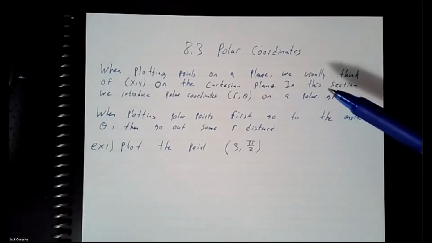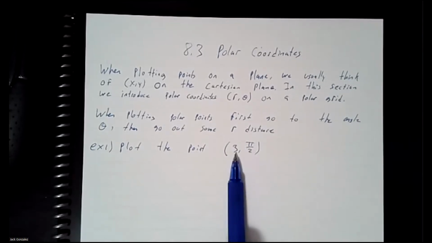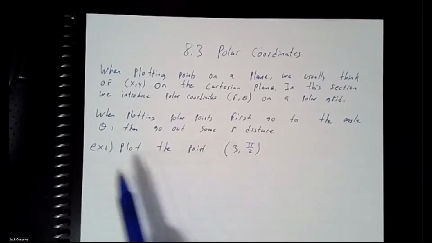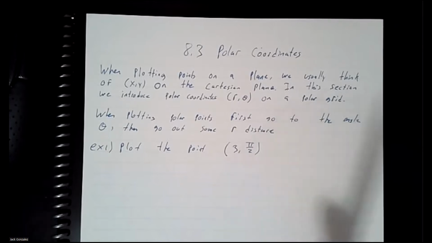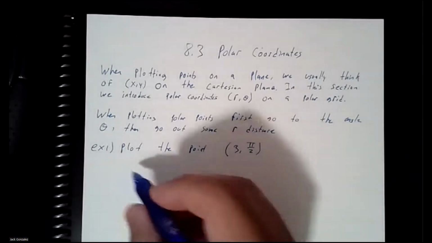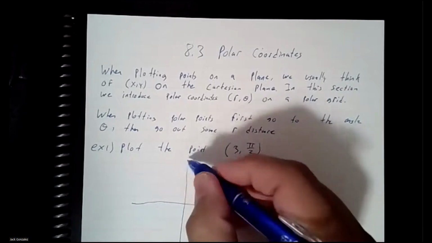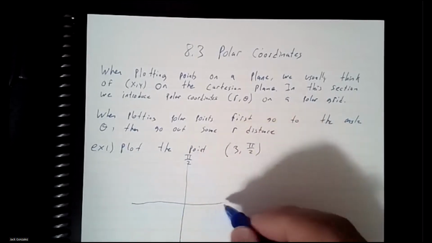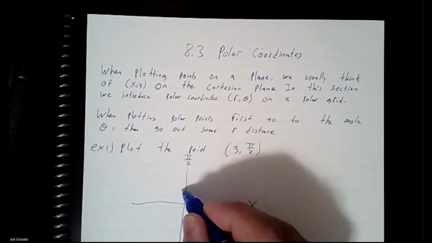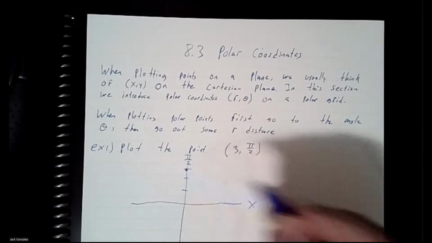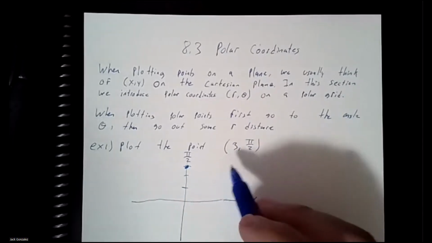Now, the way to do this is first find the angle in question, use the theta first, and then go out whatever r is. So in this case, example one, it says go to pi over 2, then go out 3. So all you have to do is remember your unit circle, right? Pi over 2 is 90 degrees. So pi over 2 is up here. So you would go out over here and go out 1, 2, 3. So this is 3 comma pi over 2. So the distance and the angle. So that's how you do a polar.